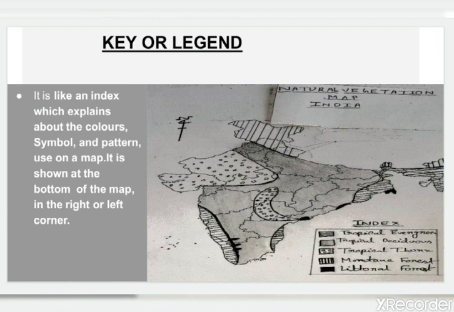As you can see in this diagram, which represents the natural vegetation of India, at the top this arrow is showing the north direction, and all the types of vegetation are shown by using certain symbols and patterns. And which type of natural vegetation each symbol and pattern represents is written at the bottom. That is called index, or key or legend. So these are all the essential features of a map.